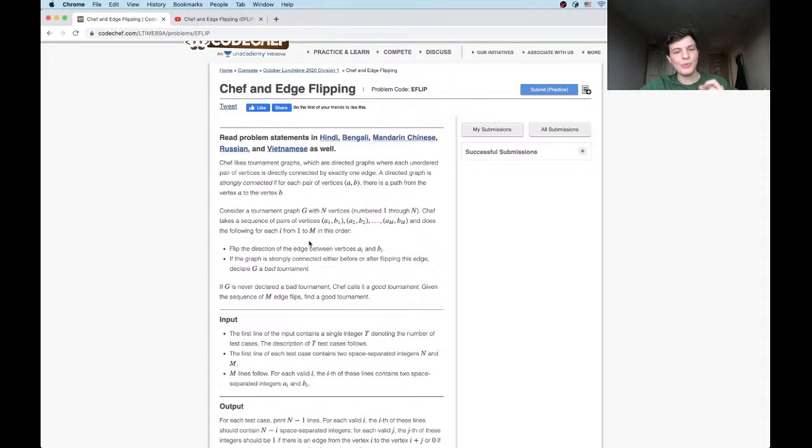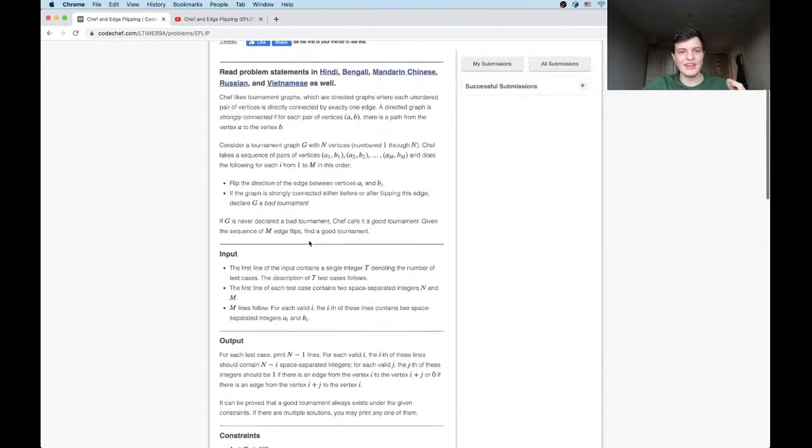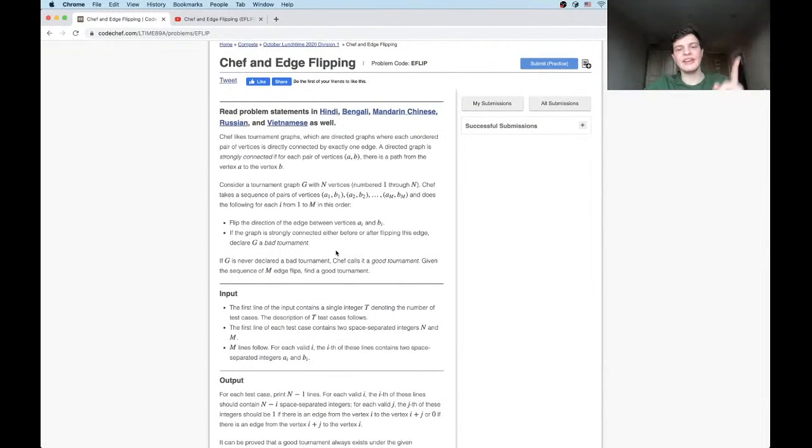So now, in our problem statement, we actually aren't given a graph, but we want to construct one. What we are given is n, the number of nodes in the graph, and then a sequence of edges. What this sequence means is that initially we start with this graph that we want to construct, and we check whether it's strongly connected. If it is strongly connected, then we say that the initial graph is bad.